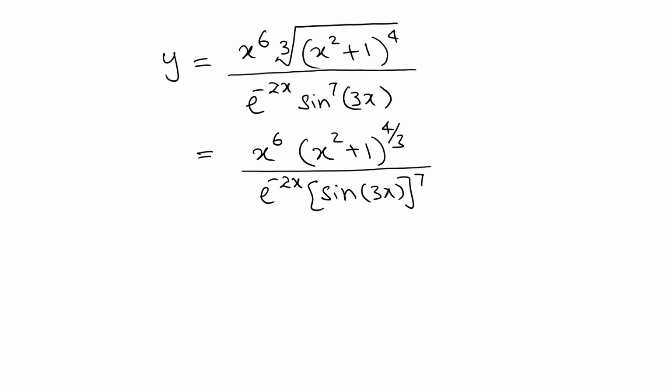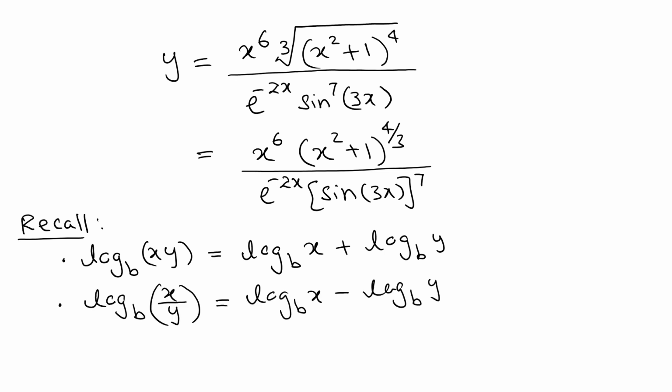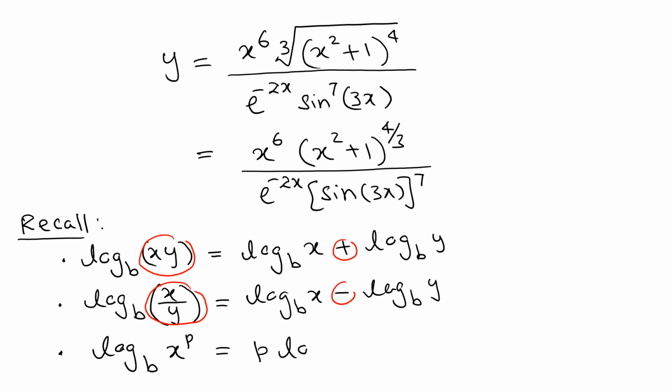Now we can recall the 5 logarithmic properties here. When you have a product, it becomes a sum. When we have a quotient, it becomes a difference. The third one is what we normally call the power rule. This power comes out: log base b of x to the power n becomes n times log base b of x. All of these are very important.